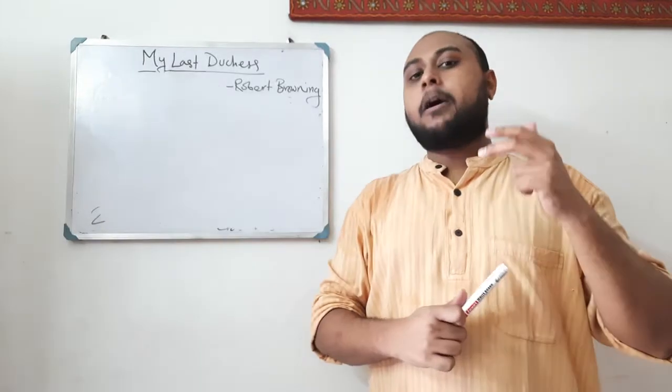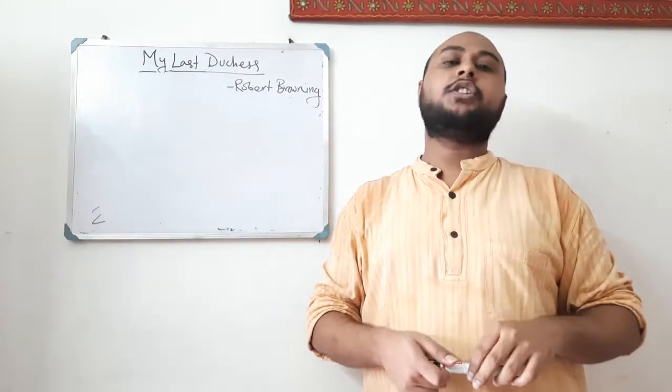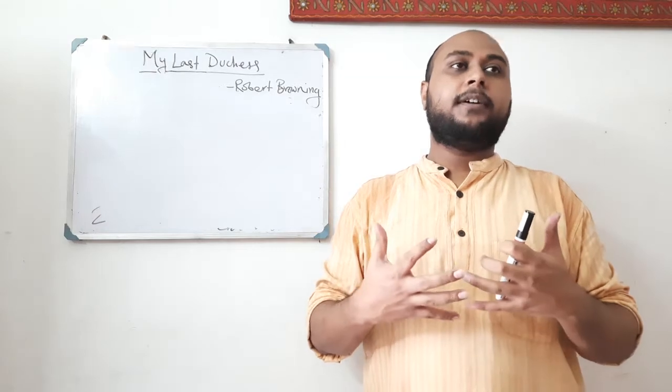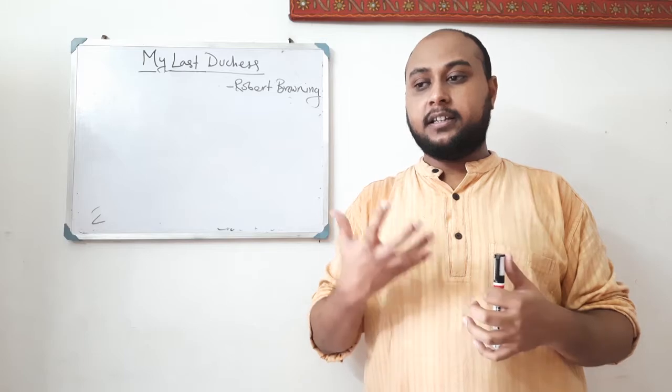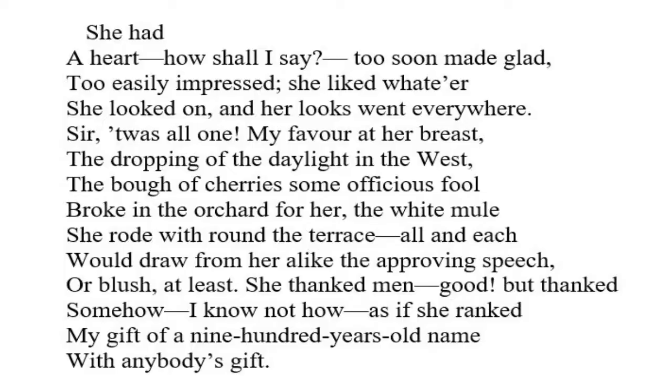Part 2 of the poem begins with a description of what kind of disposition or character the Duchess had. So she had a heart, how shall I say? He talks about her nature: too soon made glad. It was made glad extremely soon. Anyone could make her happy. Too easily impressed. She liked whatever she looked on. Everything that she looked at, she liked.